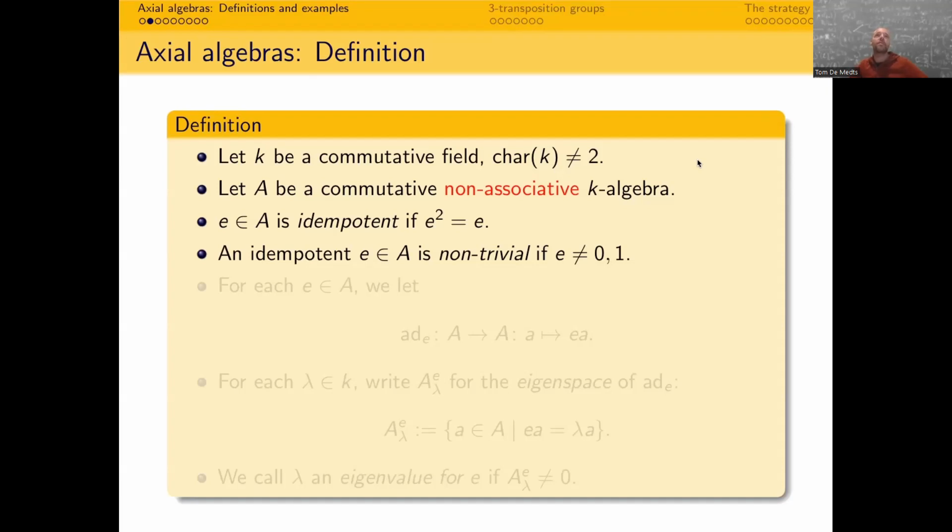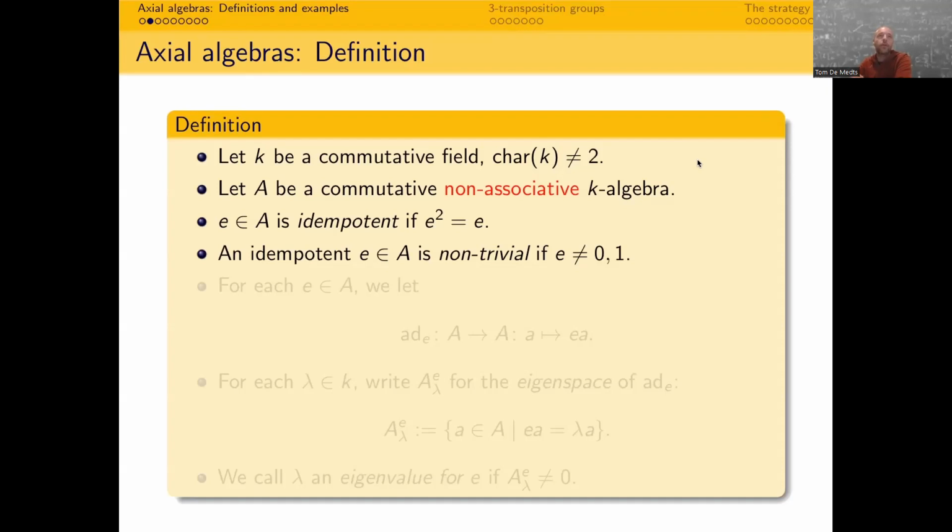A very important type of element that we will need is idempotents, so elements whose square is equal to the element itself. We call these idempotent elements trivial if it's just 0 or 1. Maybe just a word about the element 1. My algebras are not necessarily assumed to be unital, so I do not always have an element that I call 1. But of course, if we have one, then 1 squared is equal to 1. So that's something to point out here. And you call an idempotent non-trivial if it's not equal to 0 or 1.